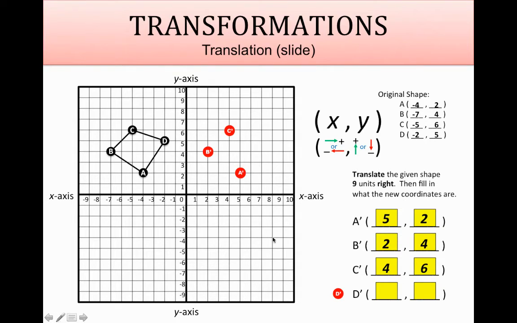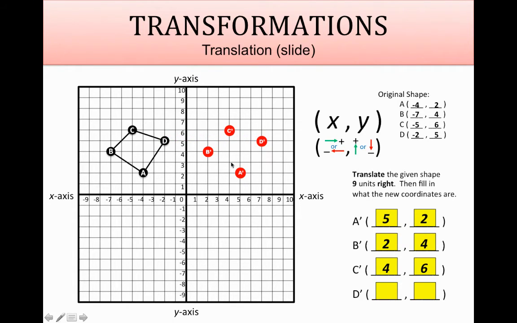All right, and then the last point here. All the shapes that we're going to give you guys are only going to be 3 to 4 points. So we clicked on that D, we're going to bring it over here, and then count over 9 units to the right, and that's where it's supposed to end up.